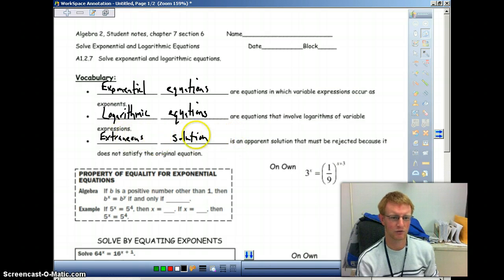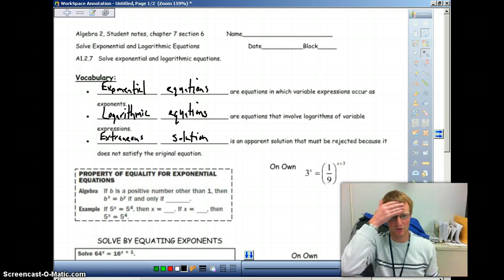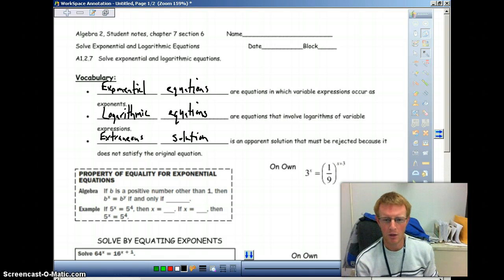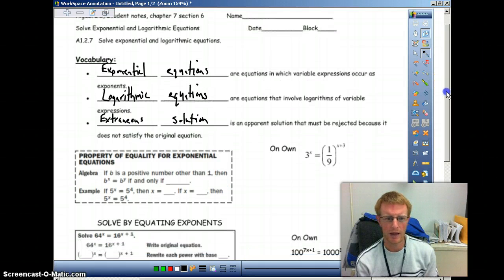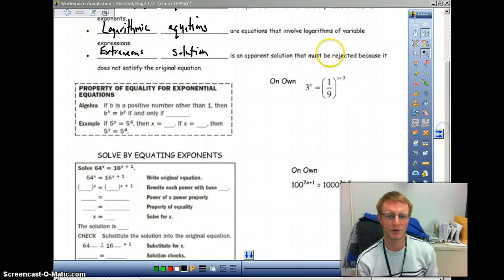An extraneous solution is an apparent solution that must be rejected because it does not satisfy the original equation. So basically what we're going to be doing is solving some equations here, and it's going to either be dealing with exponential equations or logarithmic. So I'm going to take you through this first example.